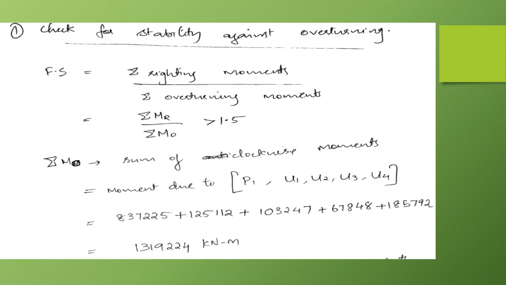Compression we have already done. So first, check the stability against overturning. The factor of safety against overturning is given by sigma MR by sigma MO, that is righting moment by overturning moment, and that should be greater than 1.5. First, sigma MO is the sum of all clockwise moments. From the previous table we have to find the sum of all clockwise moments, that is the negative moments.